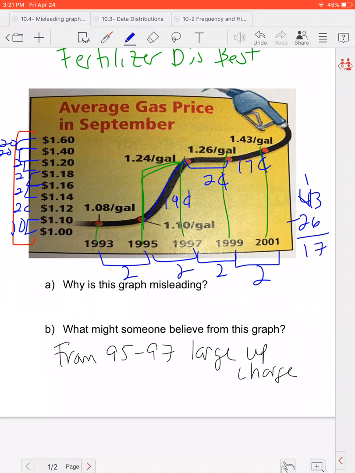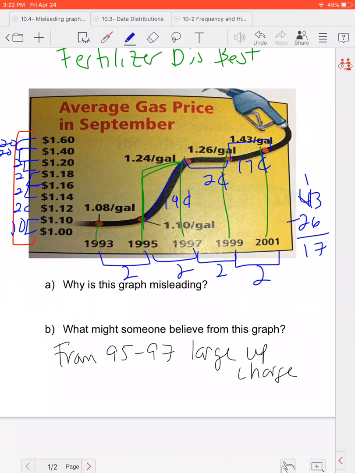So really what we need to see is that the biggest jump was from 99 to 2001, okay? It's only a 3-cent difference, but according to the graph, if you look at it, this jump looks much bigger than this jump. So someone is making me believe, oh, from 95 to 97, we had a huge gas jump, okay?